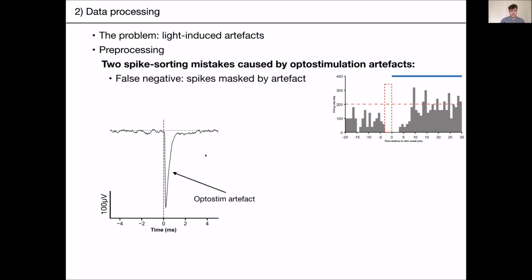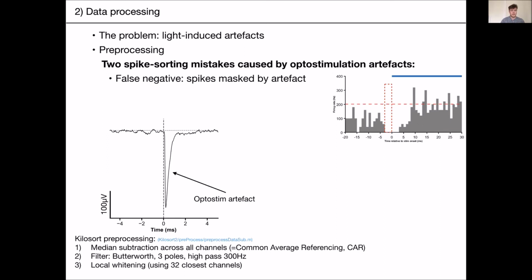Kilosort, as Andy and Marius reminded us yesterday, is doing some pre-processing to make your data look nice so that it can extract spikes better. So the first thing it does is median subtraction across all channels, assuming that if you have something which is correlated across 300 electrodes, it can only be interference, right? So you want to subtract that away. This is what people refer to as common average referencing. Then it filters your data.